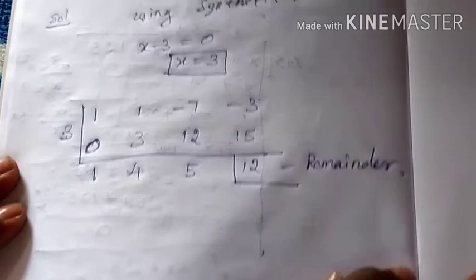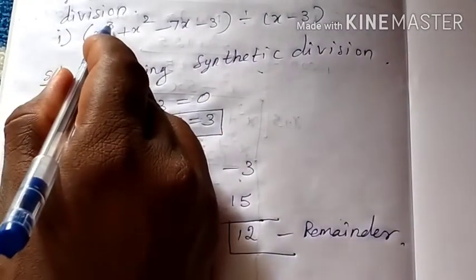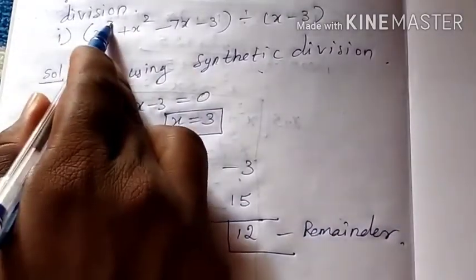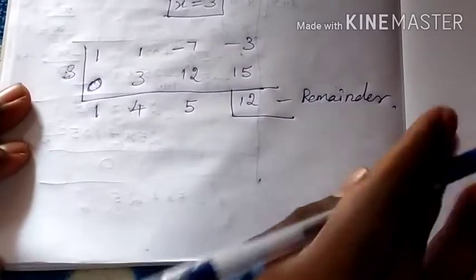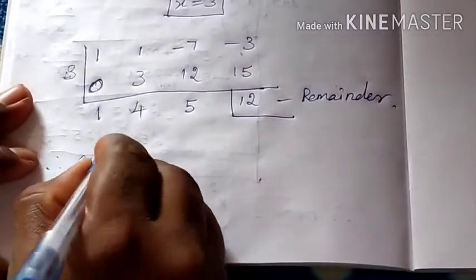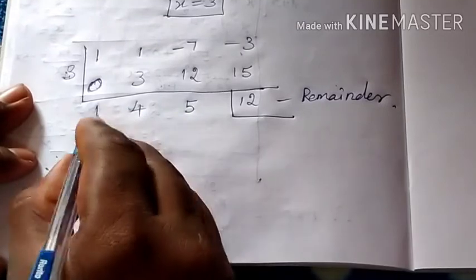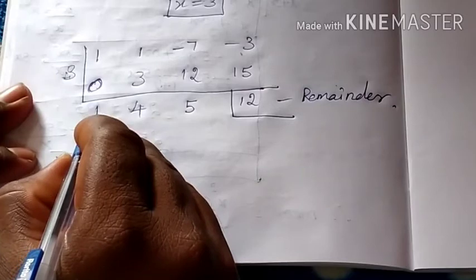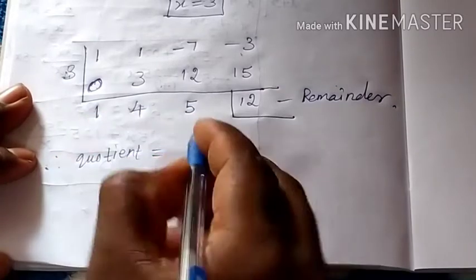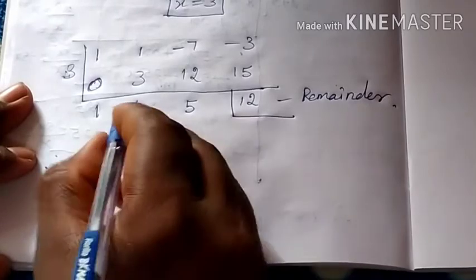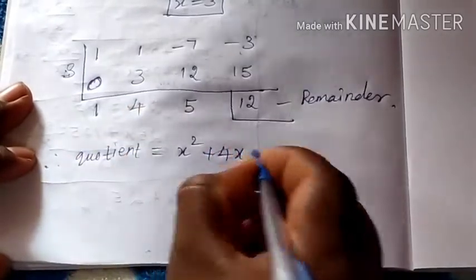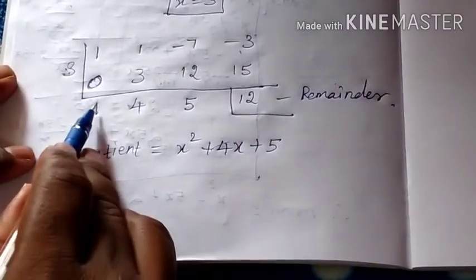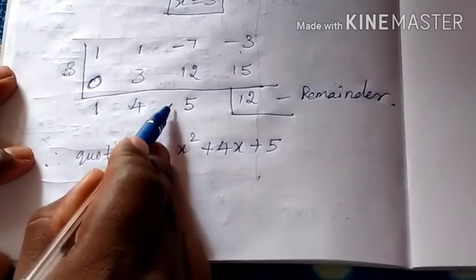Then consider the question. The question has a third degree polynomial, so you start by writing the second degree. Reduce by 1 degree and you write the quotient. Therefore, quotient equal to: start with the second degree. This is x, this is 1, so 1 into x square, this is plus 4, so plus 4x, reduce the degree, then plus 5. Have you understood? This is 1x square plus 4x plus 5.